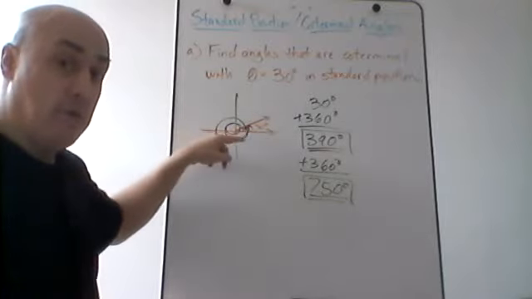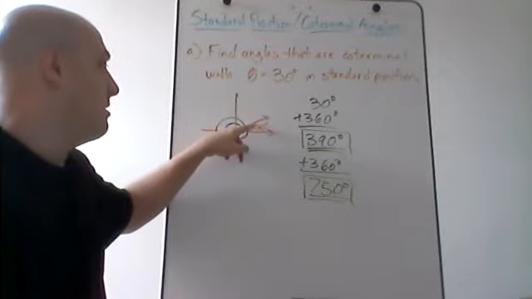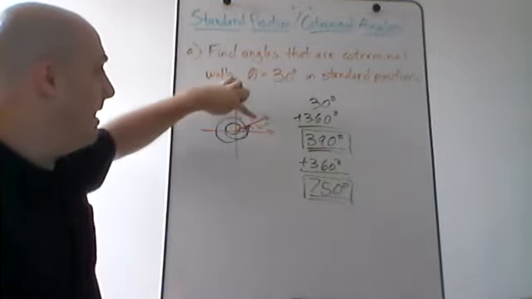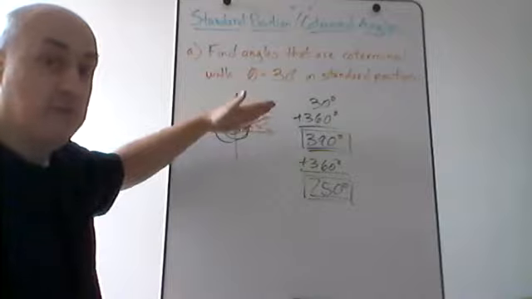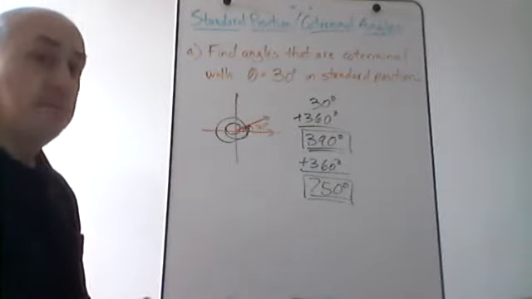I do a second lap around, that's 720 degrees. And then the extra 30 gets me to 750, and I end up at the same exact spot as where I was for that 30 degree angle. All right, so that's a couple positive coterminal angles.